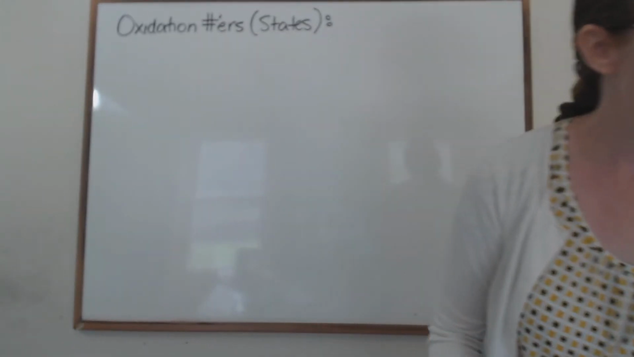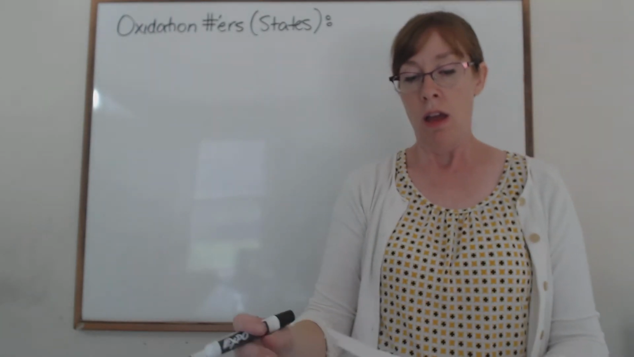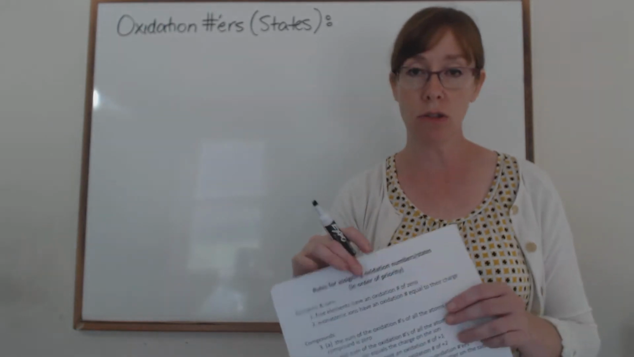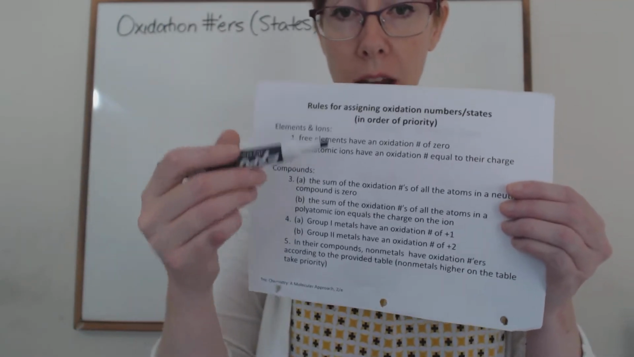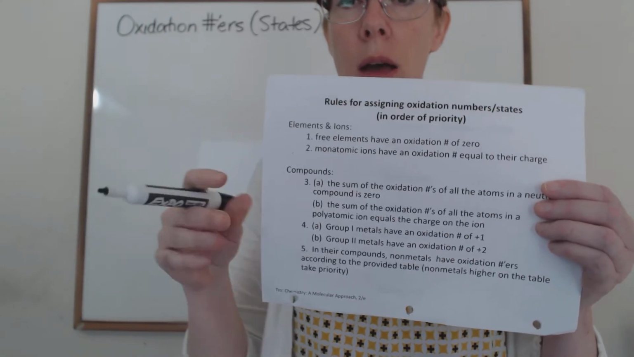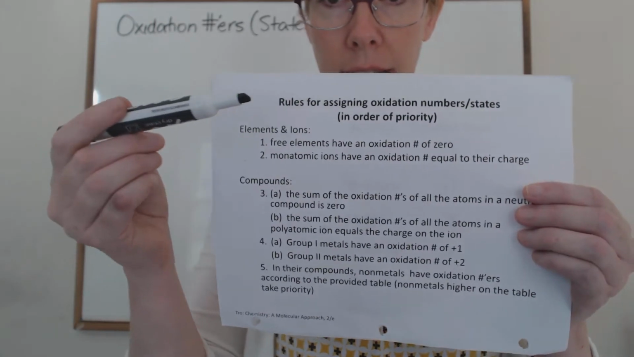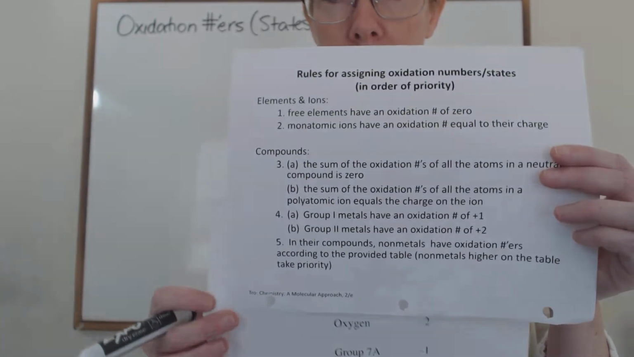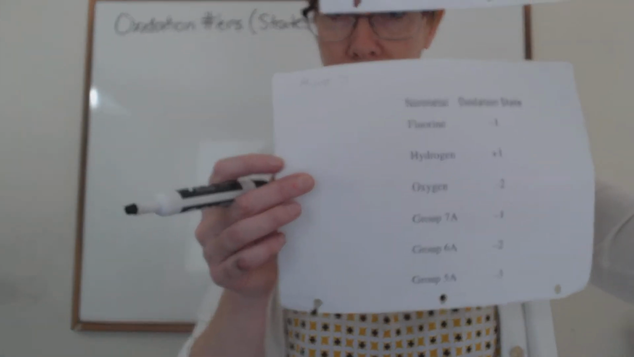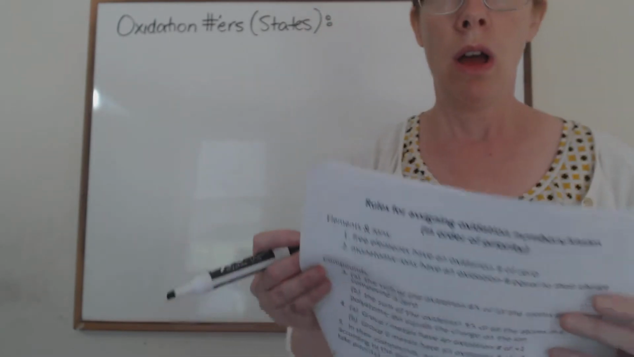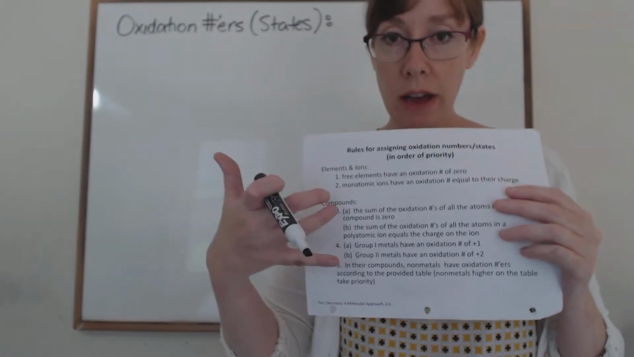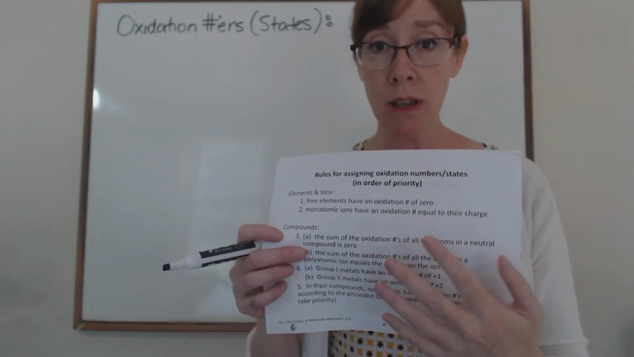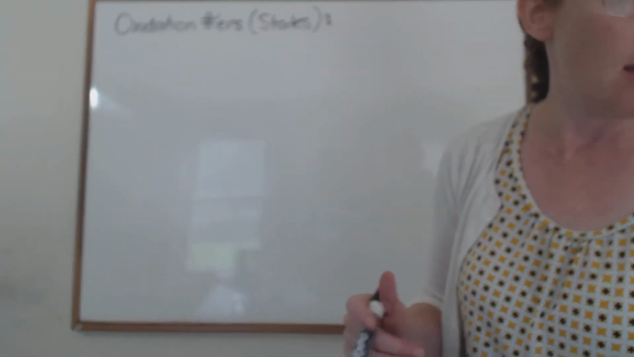And what we're going to be talking about is, on Blackboard, you will have a set of rules. It's straight from your textbook as well, although I did rewrite it and rearrange it a little bit. But it looks like this: rules for assigning oxidation numbers or states in order of priority. And it also has this table attached. Okay, so we're going to get to how to use the rules. And the good thing is it is about just obeying rules, which most people are pretty comfortable with.